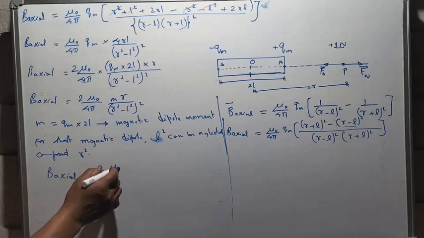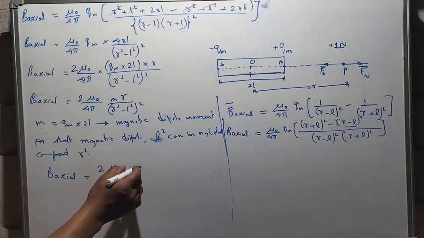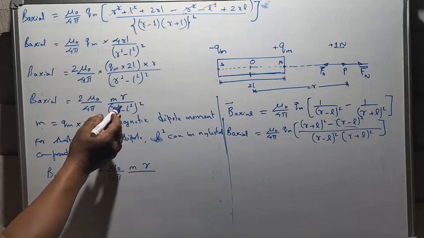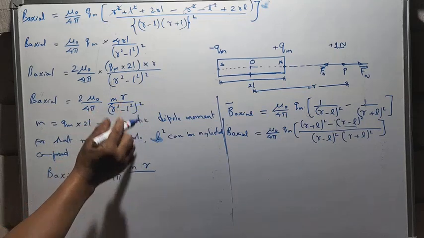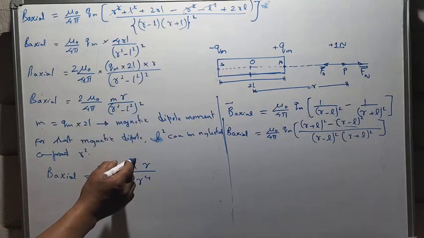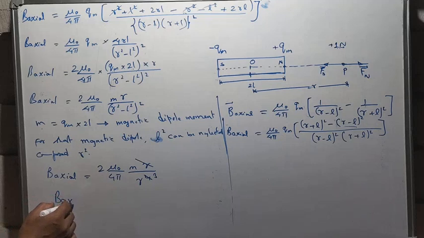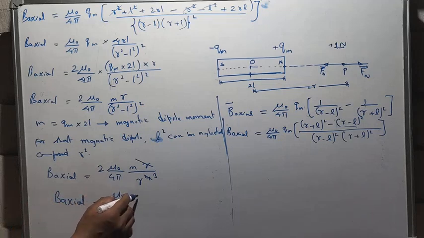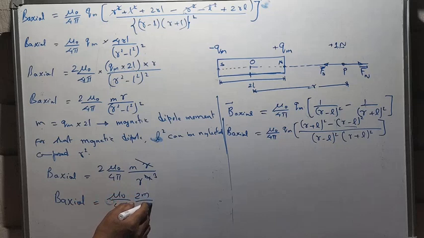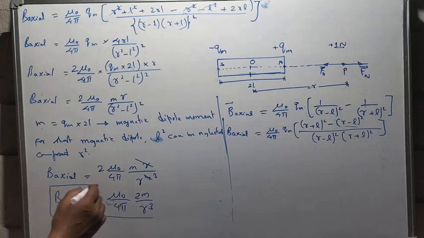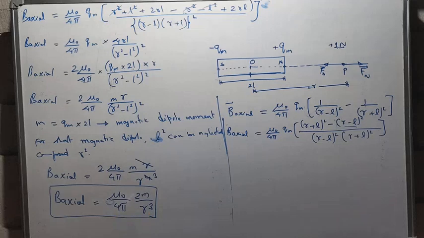So if you neglect this l square, then this B axial becomes 2 mu naught upon 4 pi m r upon, if you neglect this, just r square. With this square, it becomes r to the 4. Now I cancel this with this 4, and you'll get r cube here. So finally, your B axial is equal to mu naught upon 4 pi, 2m upon r cube. So this is the magnetic field at the axial point of a magnetic dipole or of a bar magnet.